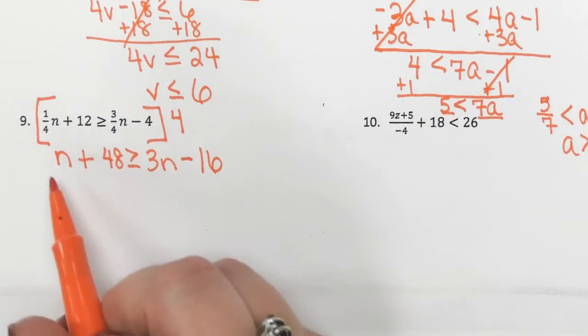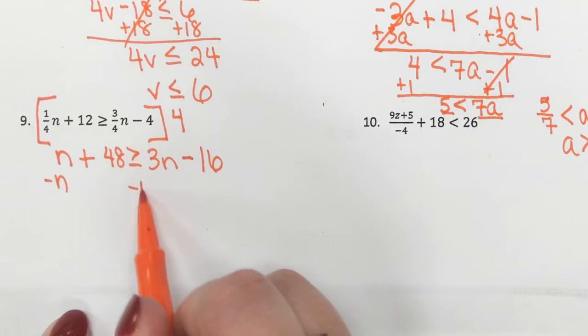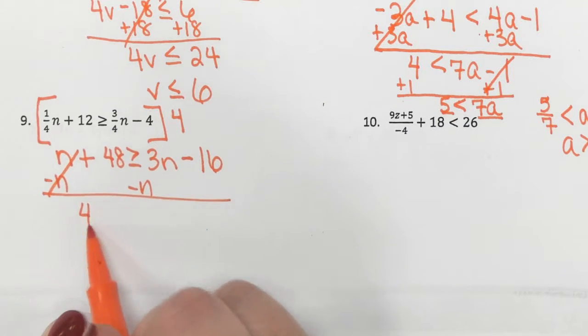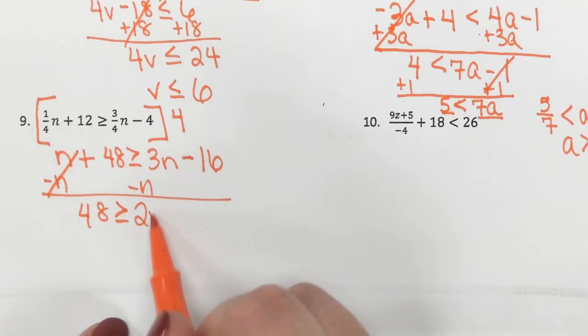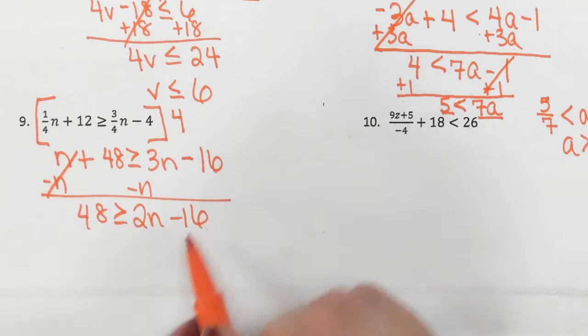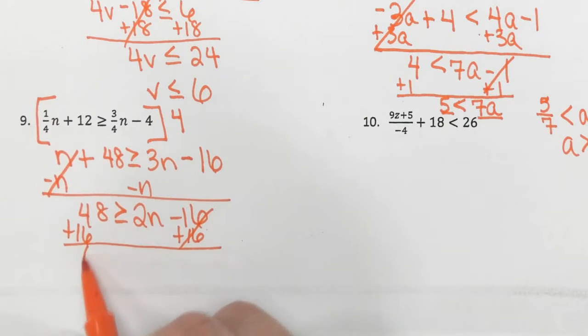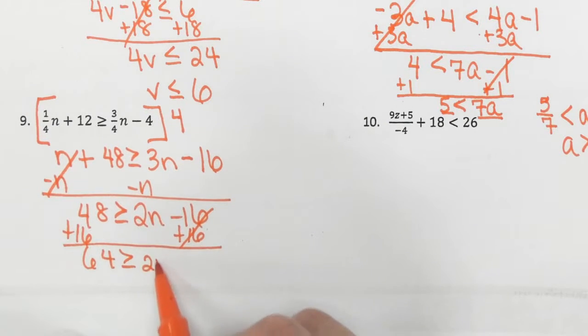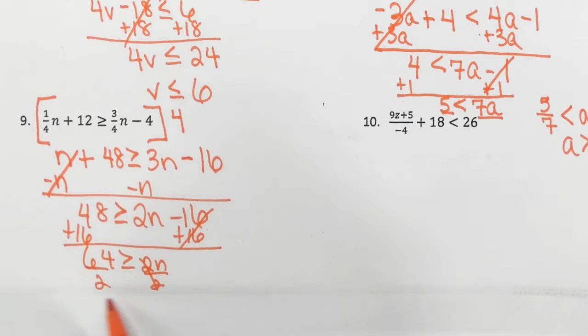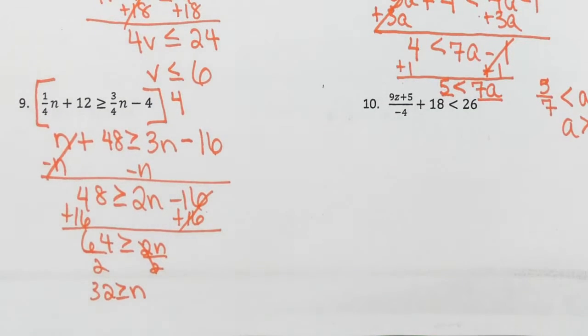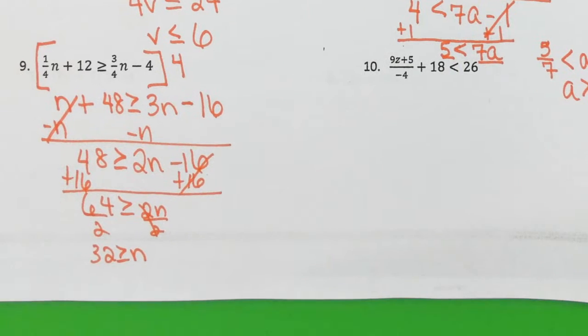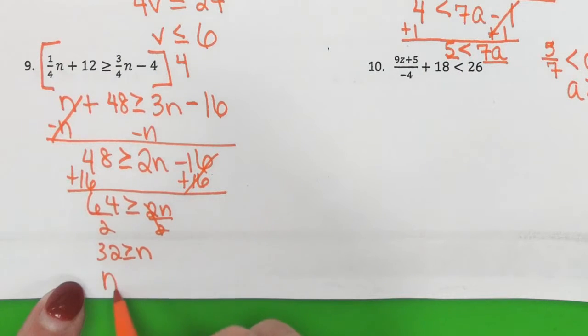All right, so let's see. I'm going to subtract the n. So the 48 is greater than 2n. And then we're going to add 16. And then divide. There you go. Jalen's like, I got this. Can we move on, please?